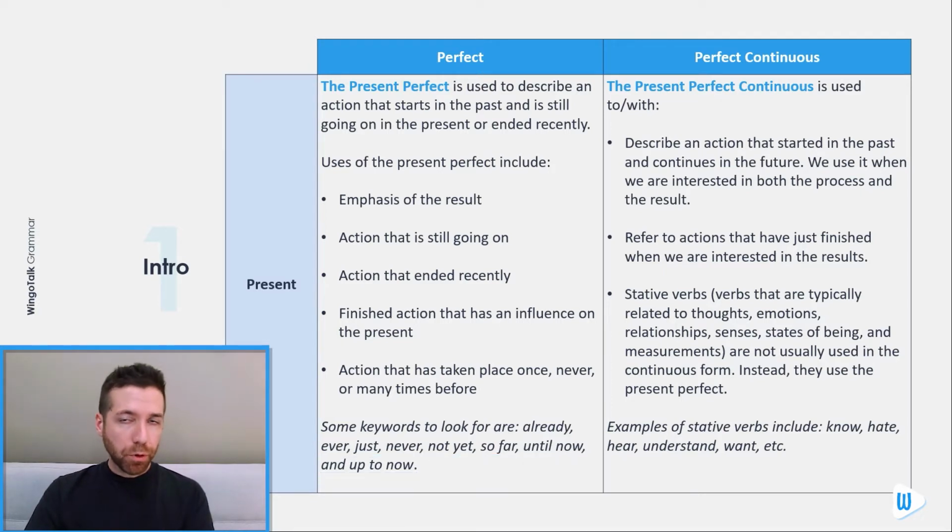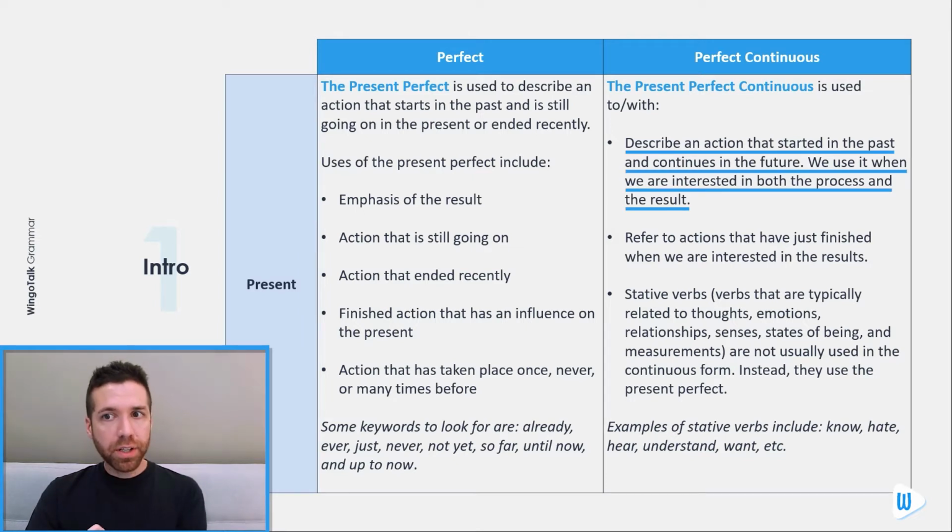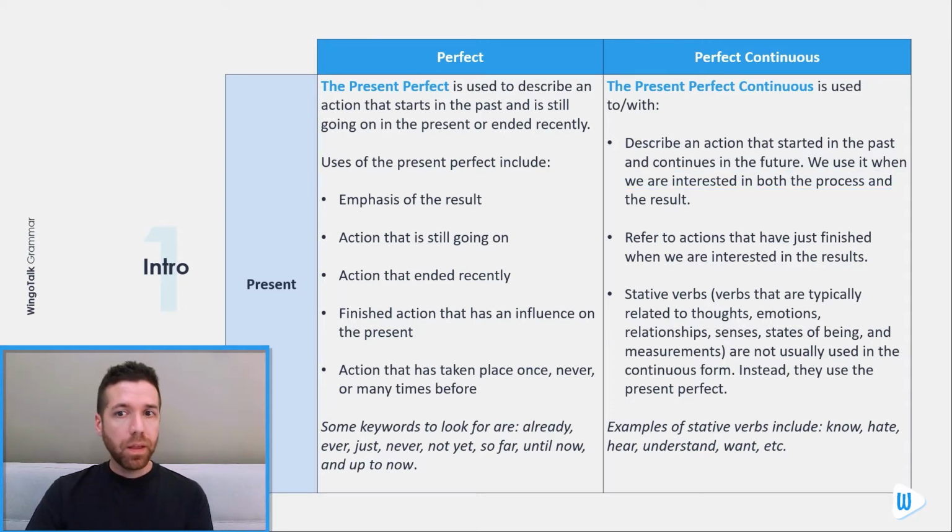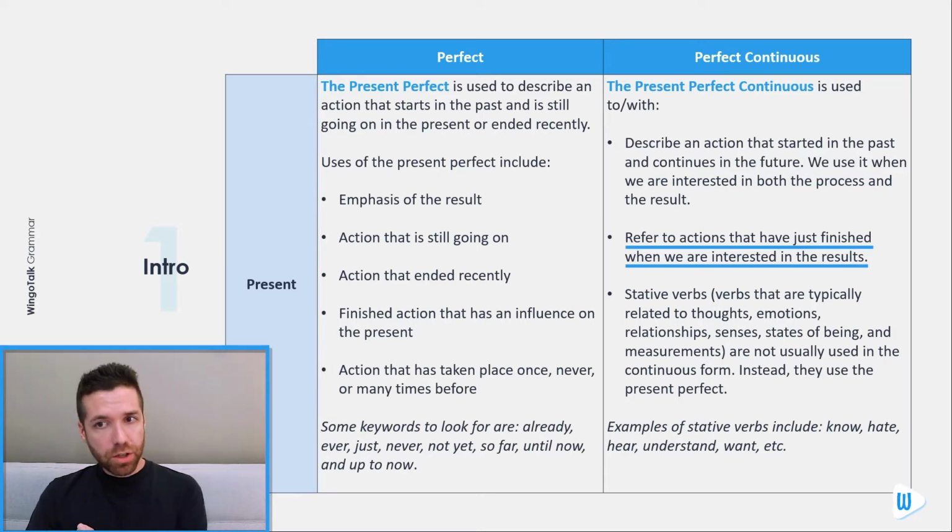The present perfect continuous is used to describe an action that started in the past and continues in the future. We use it when we are interested in both the process and the result. We use it to refer to actions that have just finished when we are interested in the results.